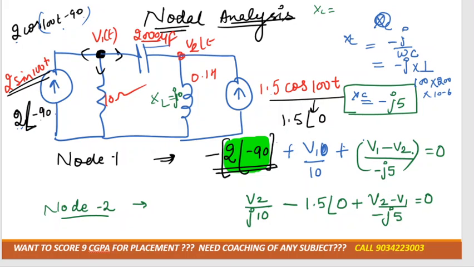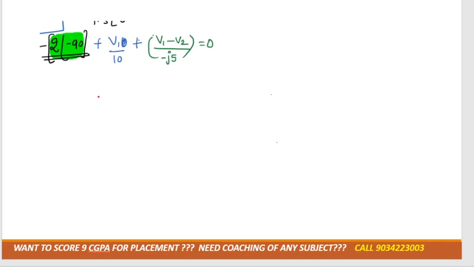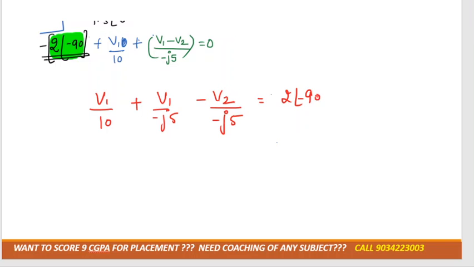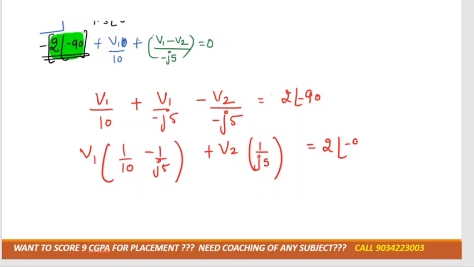Now see how we can solve these equations. We can take V1 terms on one side, V2 terms on one side, and the constant term on the other side. So I am taking one example. It would be V1 by 10 plus V1 by minus J5, then minus V2 by minus J5 is equal to 2 angle minus 90. Can we write it like this? V1 we can take common, 1 by 10 minus 1 over J5, then minus V2, and minus minus will become plus, so 1 over J5 is equal to 2 angle minus 90, right?